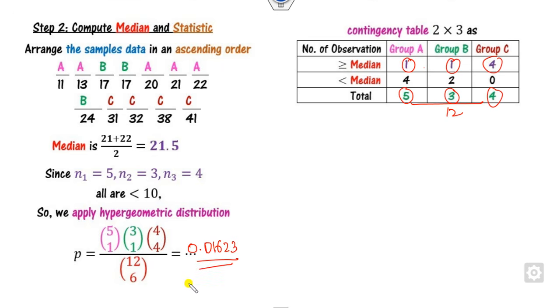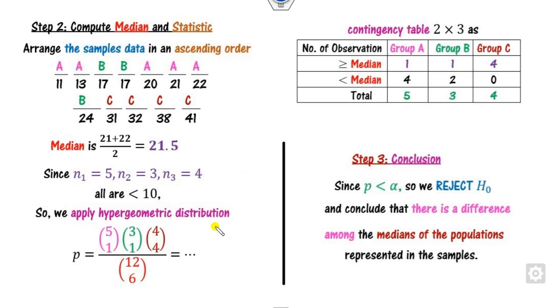0.01623. What is step number 3? Since this value is 0.01623, alpha is given as the level of significance, 5. Since this number is less than alpha, we can reject H0. It means all these samples do not have the same value. There is a significant difference between them.